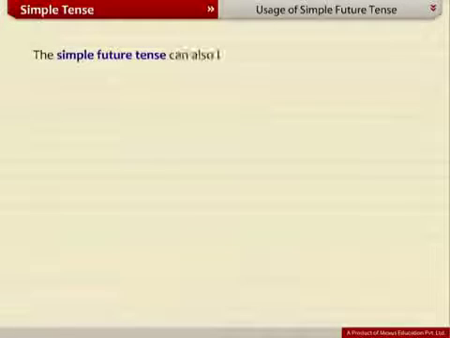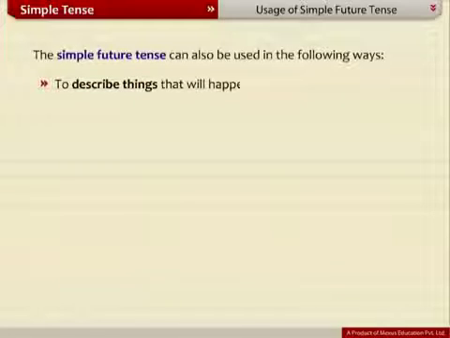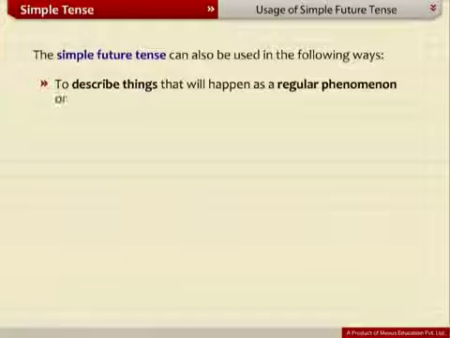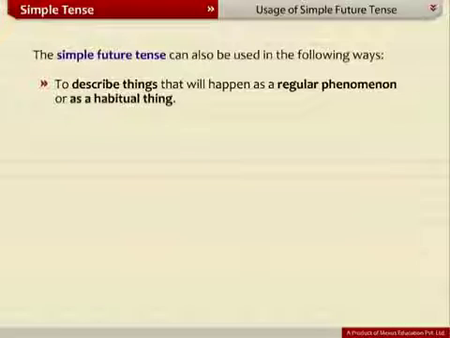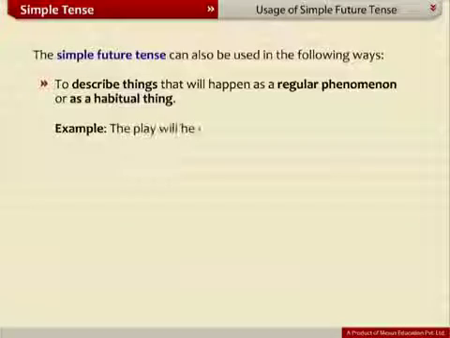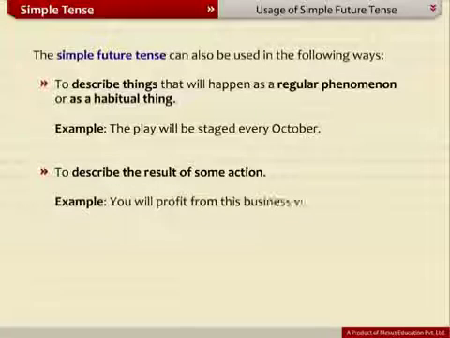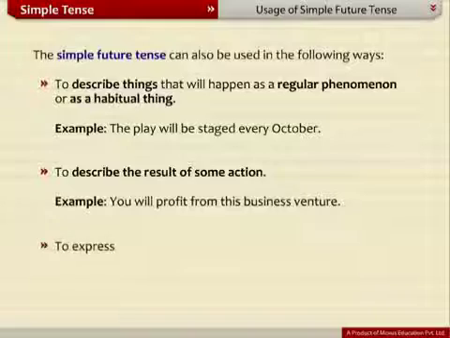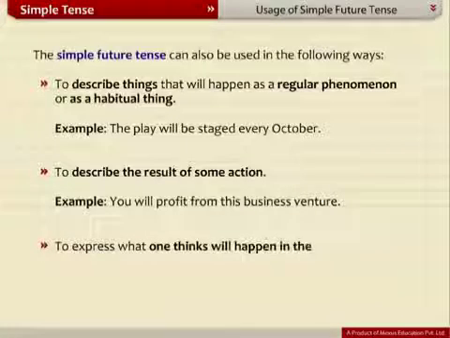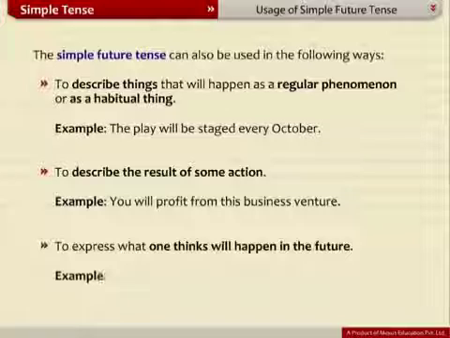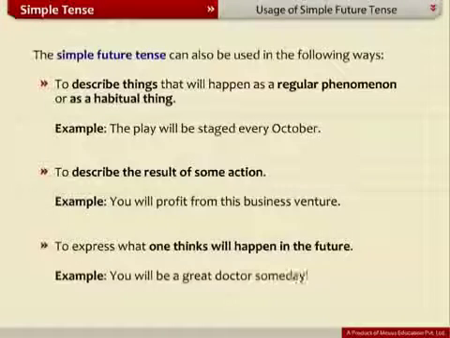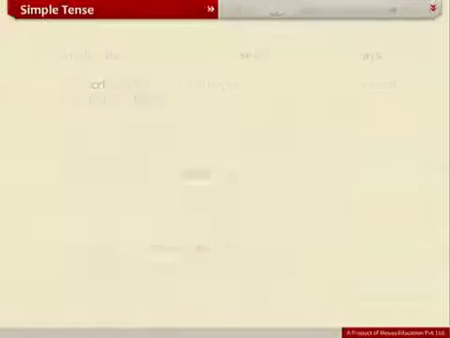The simple future tense can also be used in the following ways. To describe things that will happen as a regular phenomenon or as a habitual thing. Example: the play will be staged every October. To describe the result of some action. Example: you will profit from this business venture. To express what one thinks will happen in the future. Example: you will be a great doctor someday.